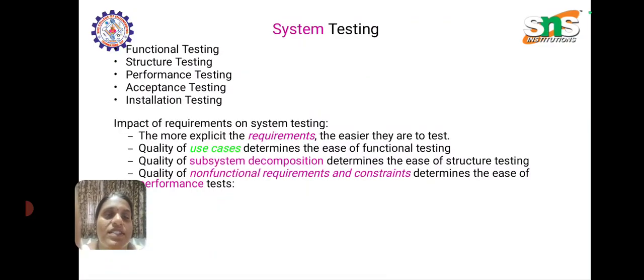In system testing there are 5 types. First is functional testing, structural testing, performance testing, acceptance testing and installation testing. All these testings will be discussed later. So these are the impacts of the system testing.